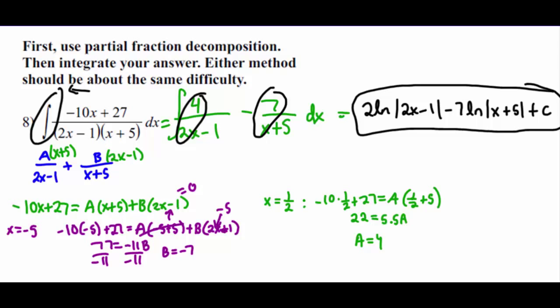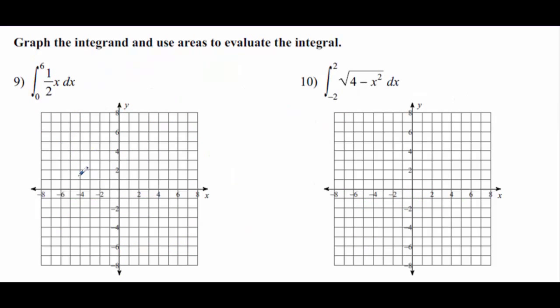Now we're going to change to a different topic. Graph the integrand and use areas to evaluate the integral. So if you're not so great with graphing, what we're doing is basically saying y equals 1/2 x, which your calculator will do. There's no y-intercept. Well, our y-intercept is 0. And then we're going to go up 1 and over 2. And it's helpful the more precise you make this.